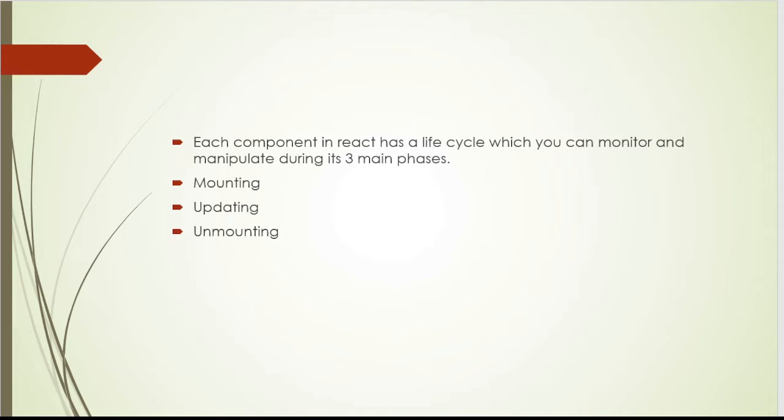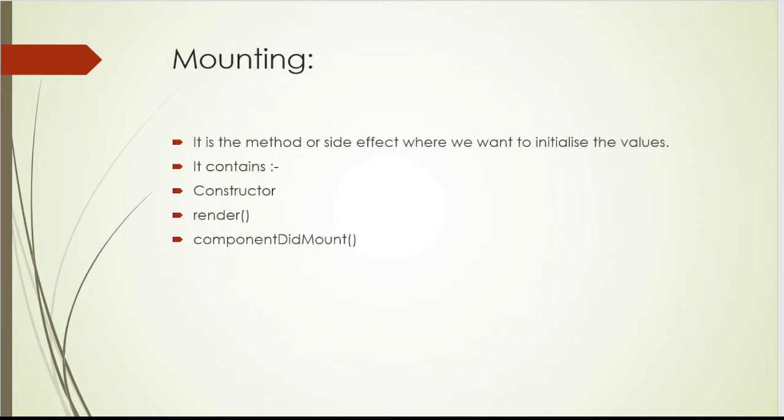Mounting is the initialization, then updating: we select from those products and update to the buying process, and we remove some products in unmounting. So what is mounting, when will it be executed, when will updating be executed, and when will unmounting be executed? First we will see mounting. Mounting here is a side effect. Why is it a side effect? Because we are changing values: the initial value is something, and after that we change it to something else. These actions are side effects.